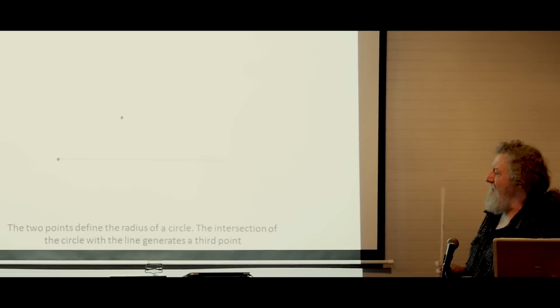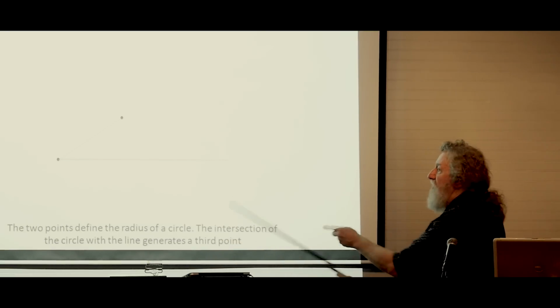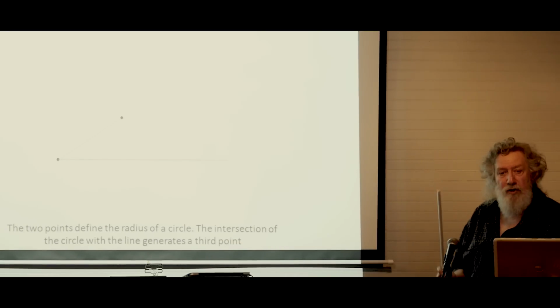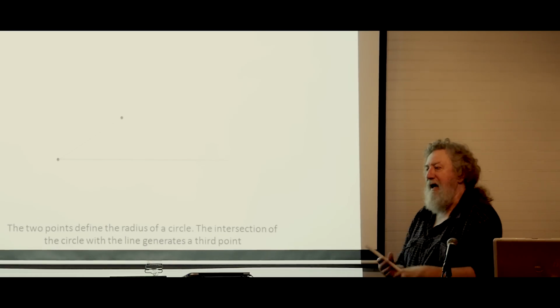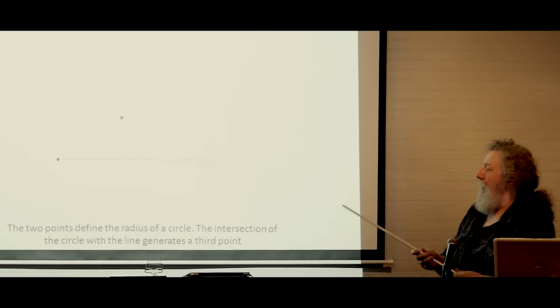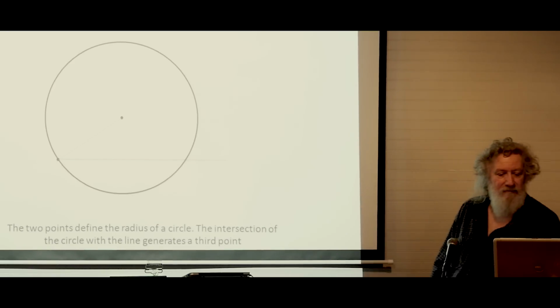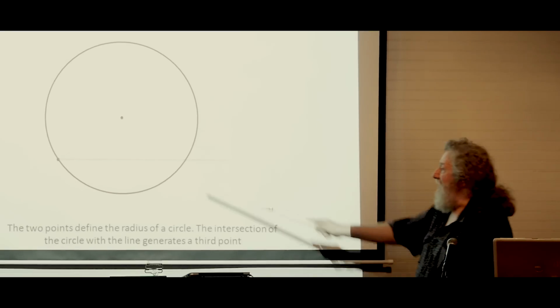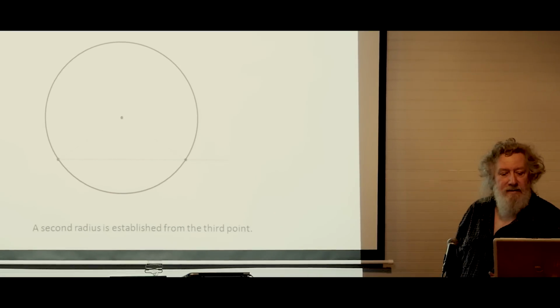So you connect those, the 2 points define the radius of a circle. The intersection of the circle with the line generates a third point. Remember what I said, each step in the process creates the potentiality for the next step. So I'm using this as a center, and I'm using this now as a radius, and I'm going to draw a circle. And as soon as I've done that, I've given myself another point to work from. You see that? I connect that.